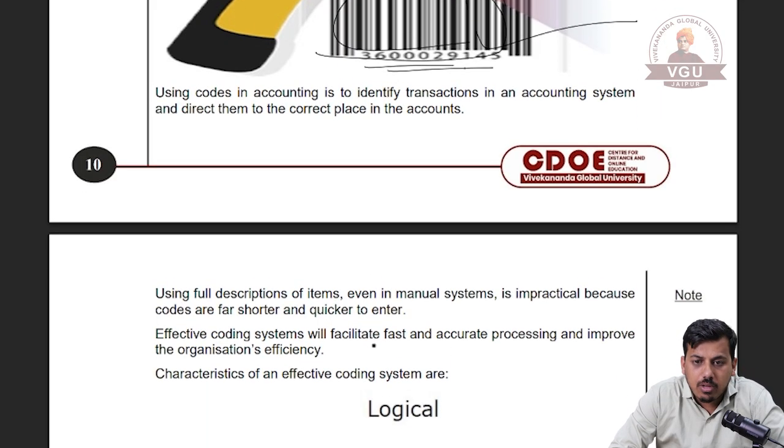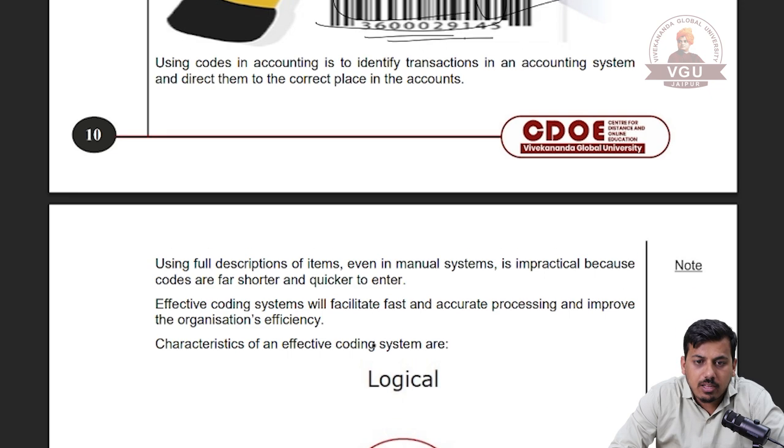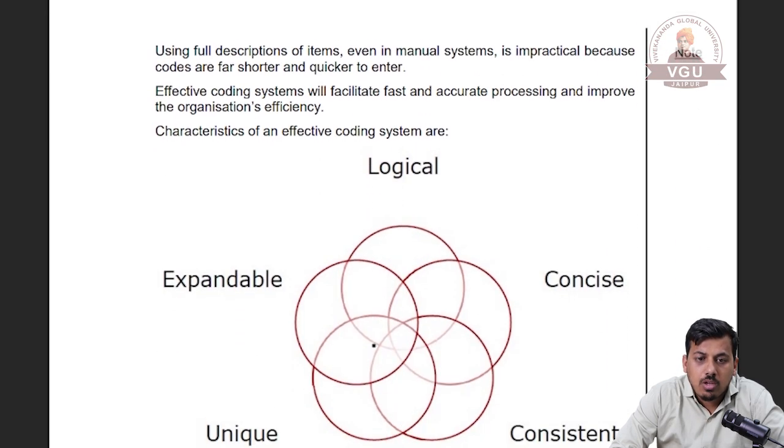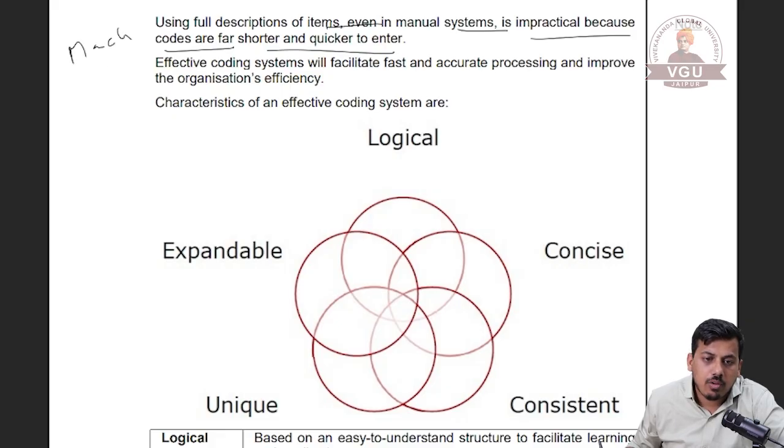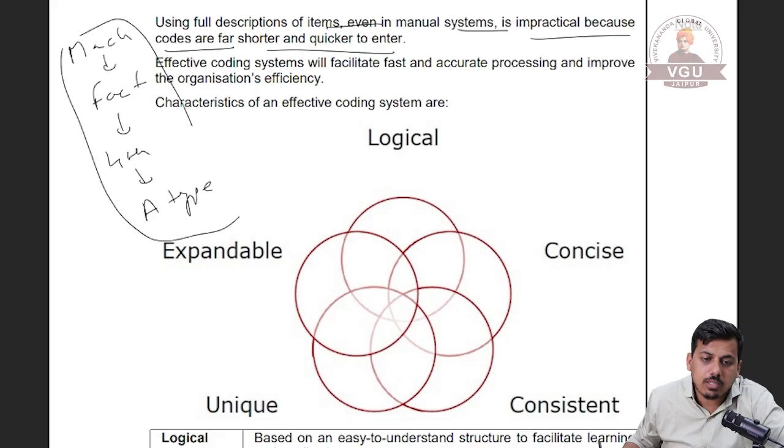Using codes in accounting identifies transactions in an accounting system and directs them to the correct place in the accounts. Using full description of items, even in a manual system, is impractical because codes are far shorter and quicker to enter. So codes are very short. You don't have to write that this is a machine which will be used in the factory, and this is a fourth grade machine, and this will produce suppose a type of material.